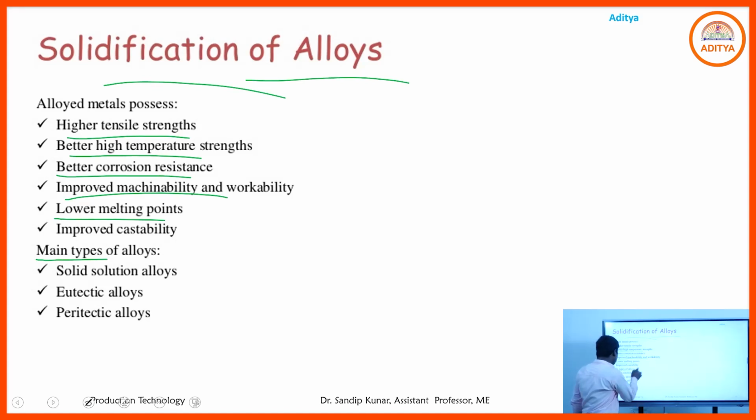The main types of alloy are the solid solution alloy, the eutectic alloy, and the peritectic alloy. These are the three main types of alloy.